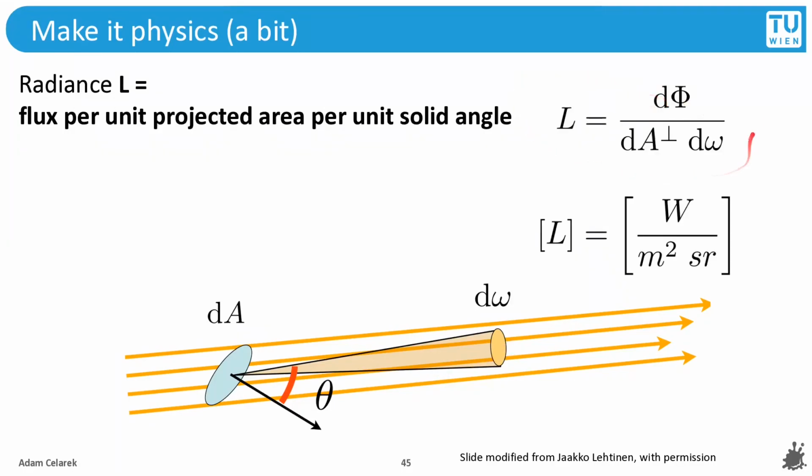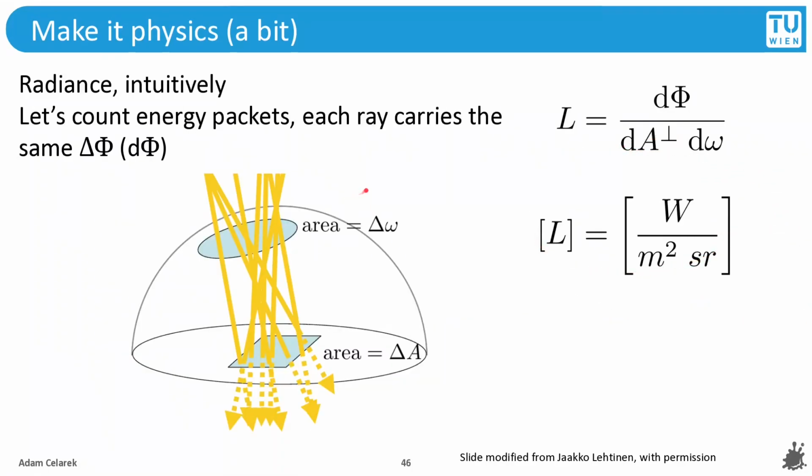Let's look at the formula. We have the differential flux per unit projected area, again differential, and solid angle. This projected area means that we take the angle theta into account, and we have the units which we have seen before. Now, using this, we can count energy packets. Each ray carries the differential flux, so it is an infinitesimally small amount of energy.